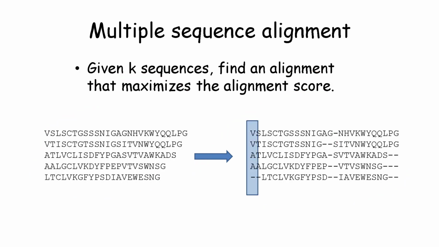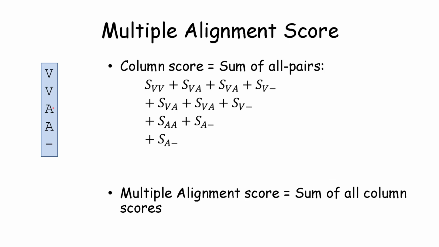Let's take this column as an example. The score for that column is the sum of the scores of all pairs of residues. Substitution scores are symmetric. So if we add the score of VA, we don't need to add the score of AV. The total score of the entire multiple alignment is then calculated as the sum of the scores for each column.